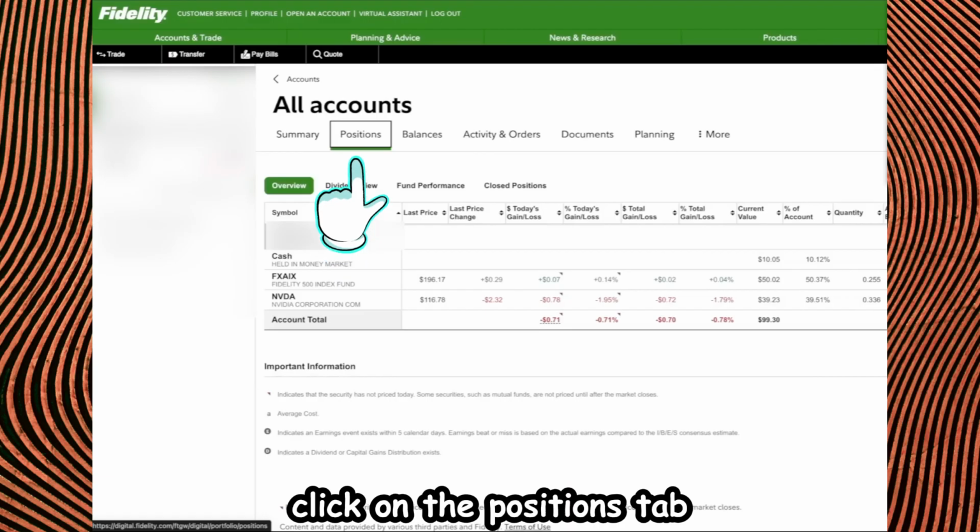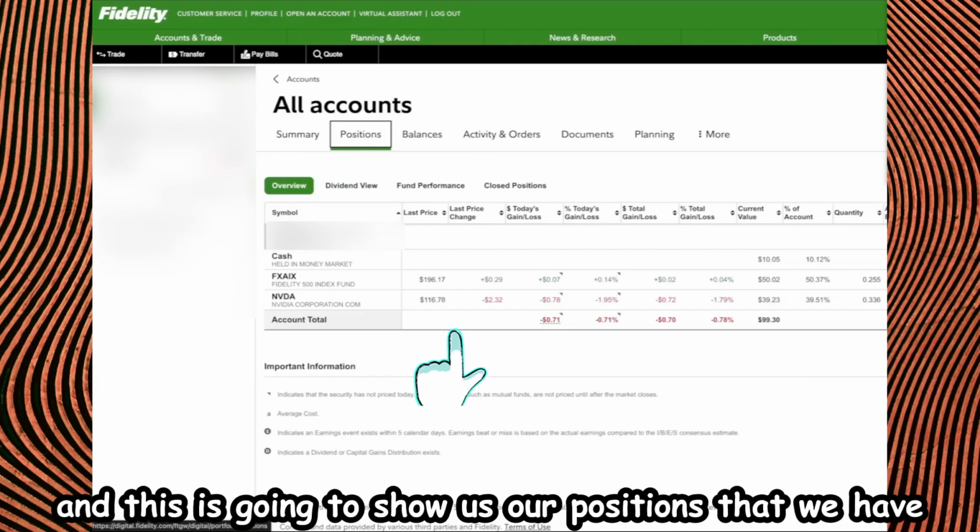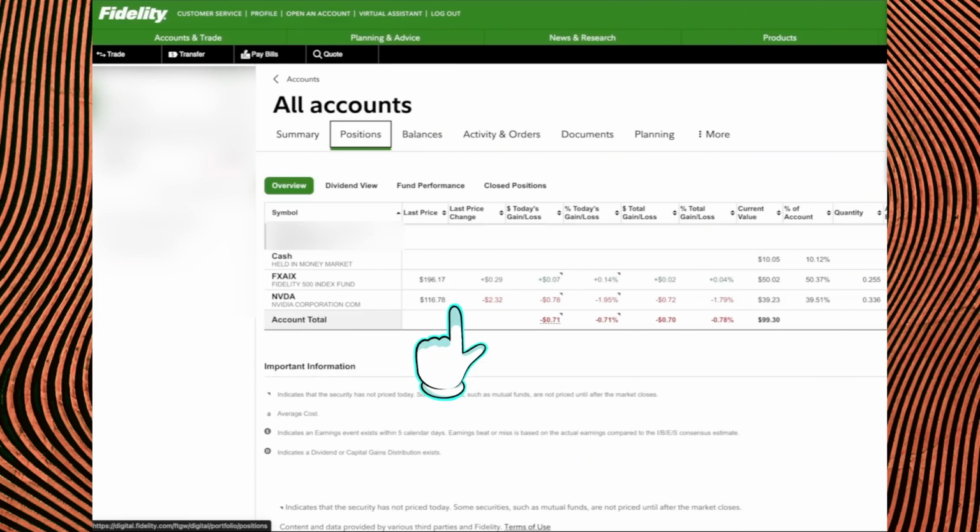Click on the Positions tab, and this is going to show us the positions that we have. That's it.